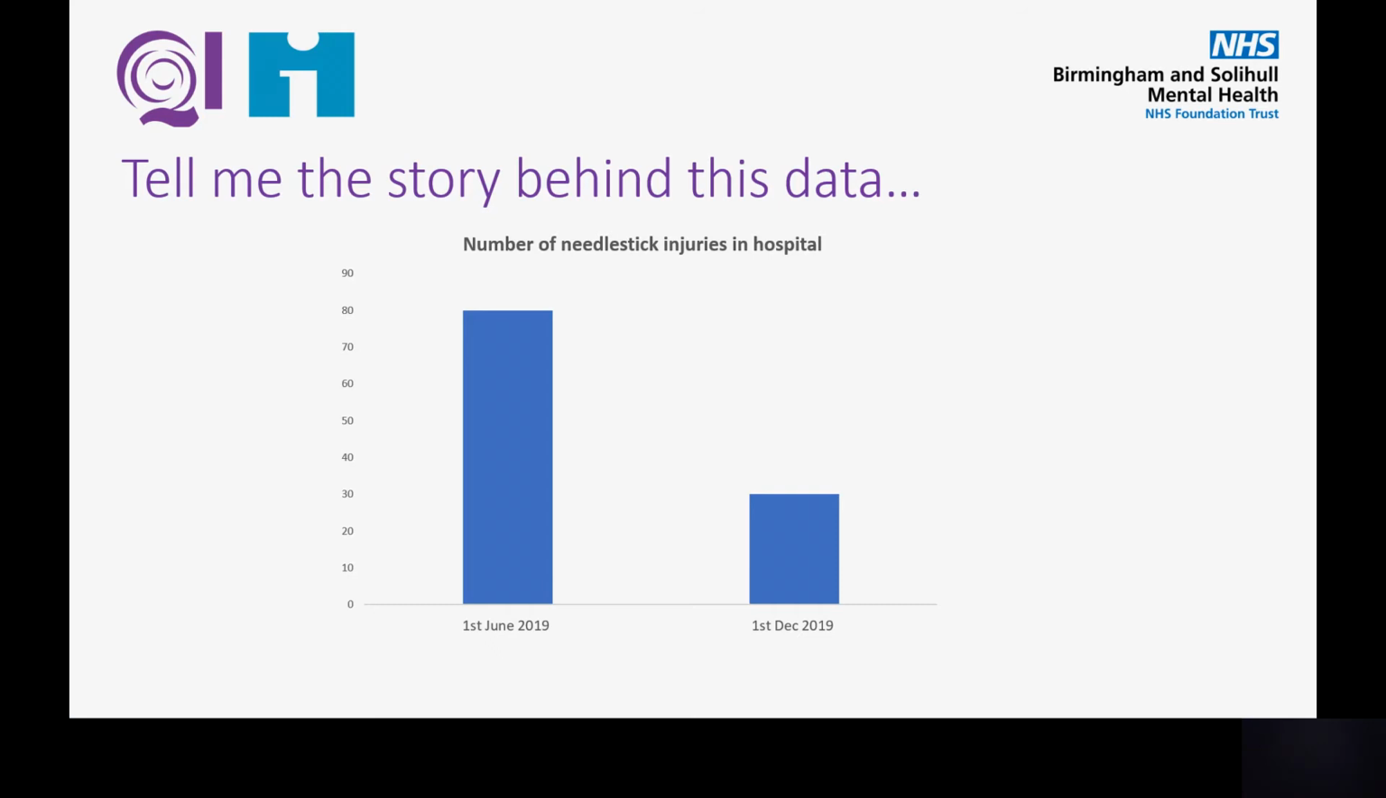Here, we can only see how many needle stick injuries there were at the beginning of June and how many there were 6 months later. With so few data points and the absence of a narrative to accompany this data, it would be very difficult for anyone to deduce what led to the improvement we are apparently seeing here.